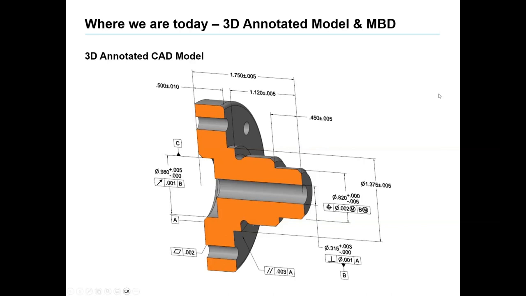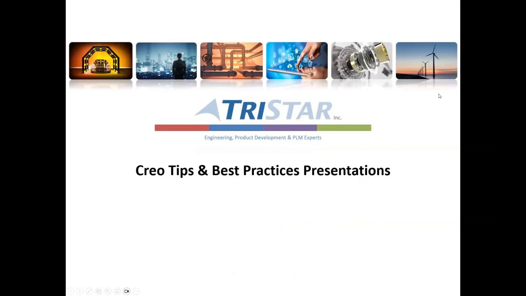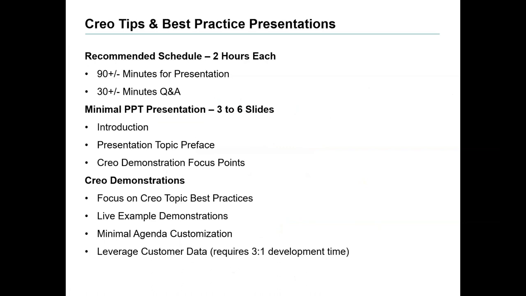So what we've done at TriStar to help customers get to that point is we've created a series of best practice sessions. Now, these sessions are really focused on best practices more than capabilities and functionality, right? And we try to put these in about a 2-hour time slot. It takes about 90 minutes for the presentation. And thank you for giving me 90 minutes today. But typically we'll go 2 hours and have some time for Q&A.